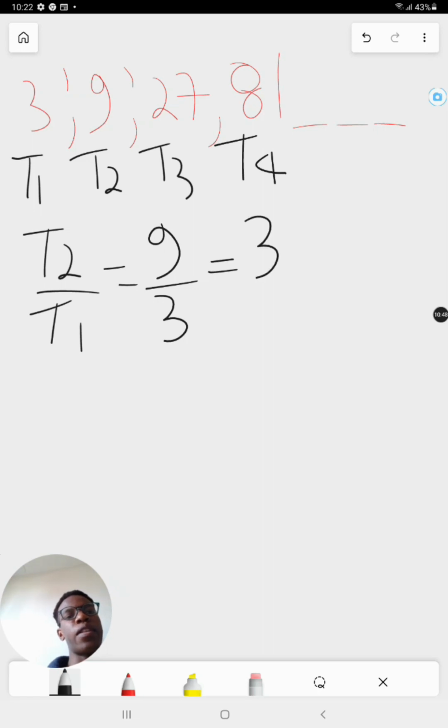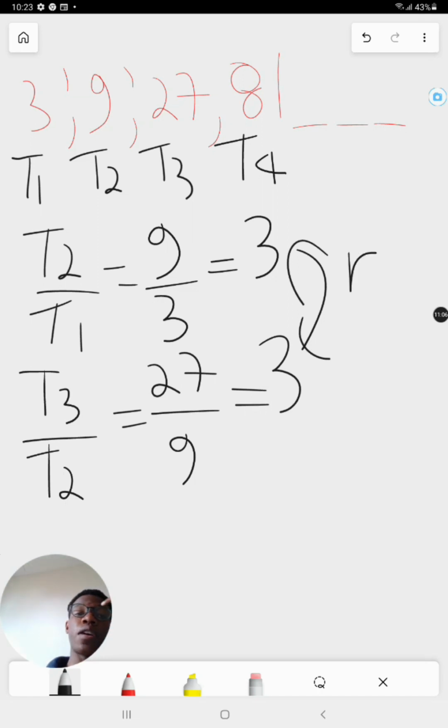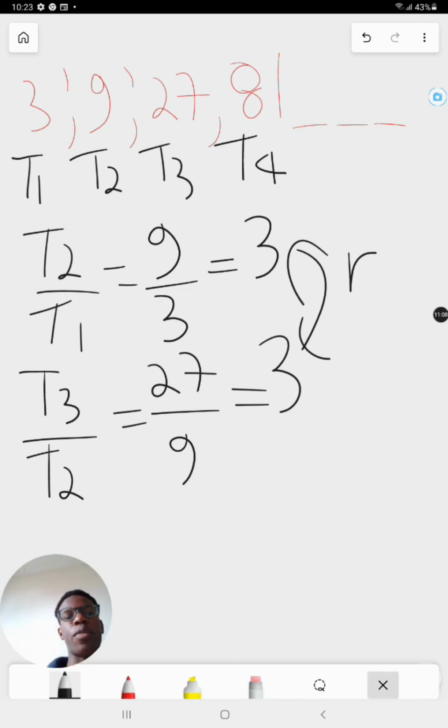That's going to give me 3. And T3 divided by T2 is equal to 27 divided by 9, and that's going to give me 3. These are my common ratios, and they're the same. So this is definitely geometric, no doubt.